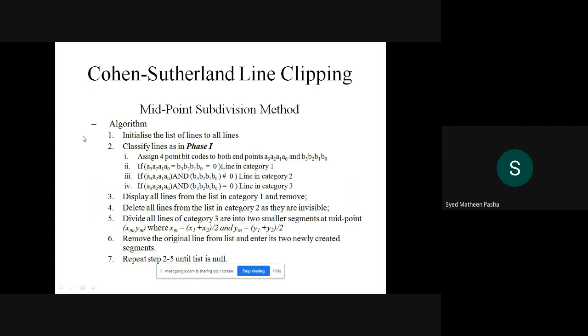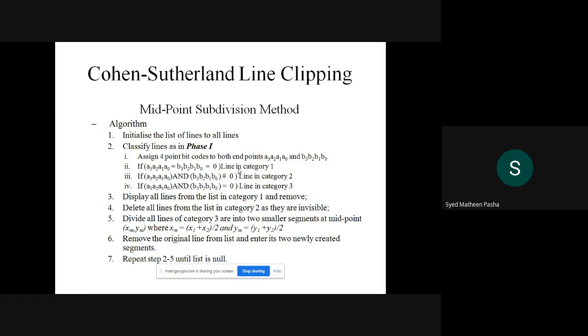So how the algorithm flow works is, first it will initialize the list of lines to all lines. That is nothing but whatever lines are connected to the window, it will list all the lines there. Then it will classify the lines with respect to phase 1. What happens in phase 1 is it will define 3 different categories. We studied this in the Cohen-Sutherland algorithm, right? The same categories will be applicable here.